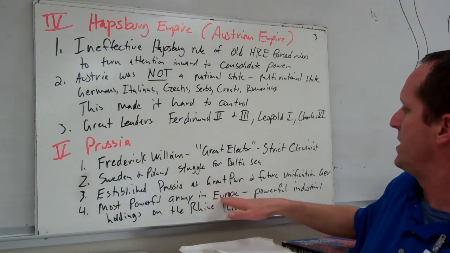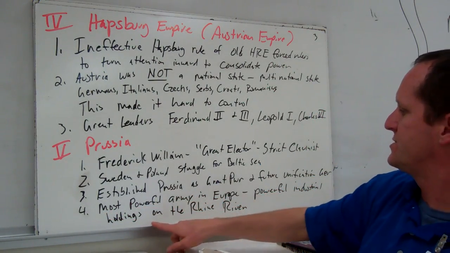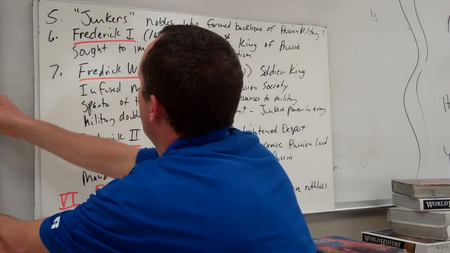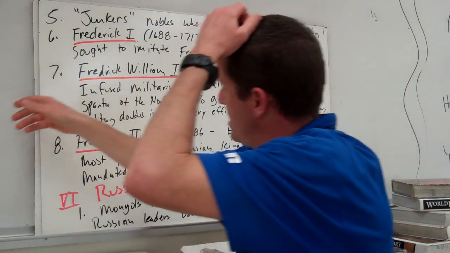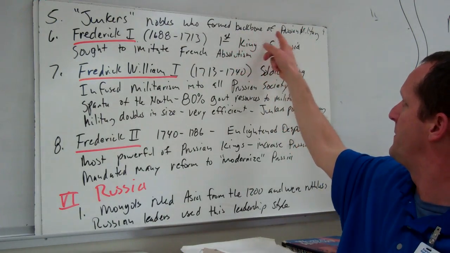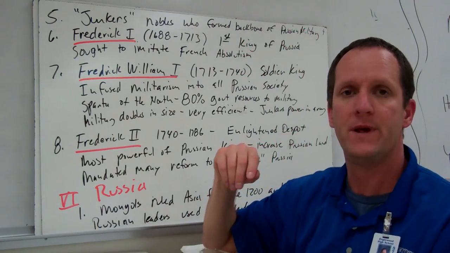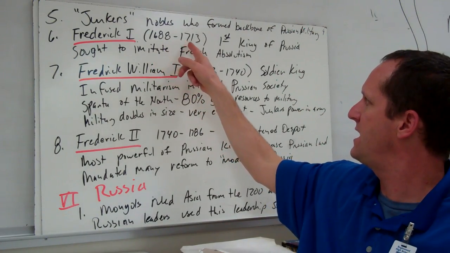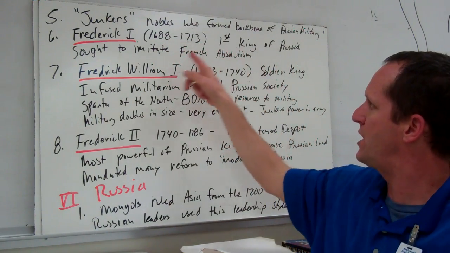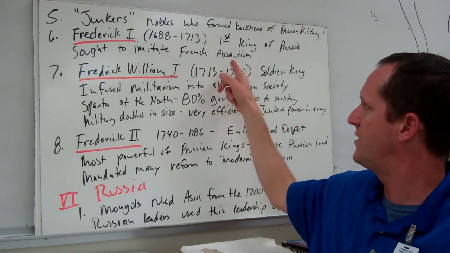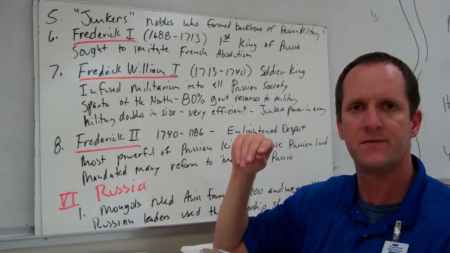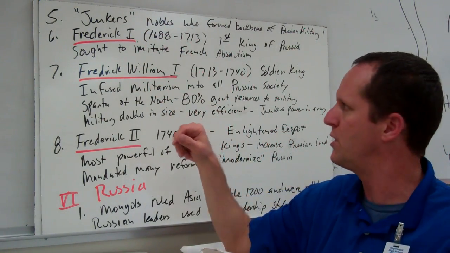Most powerful army in Europe, powerful industrial holdings along the Rhine River. Some of the other rulers in Prussia were the Junkers, nobles who formed the backbone of the Prussian military. Frederick I, 1688-1713, first king of Prussia, sought to imitate French absolutism. So he took the ideas of absolutism in France and applied them to Prussia.